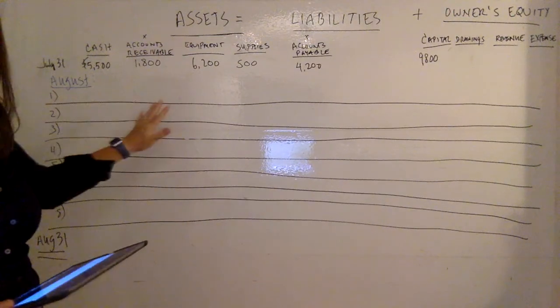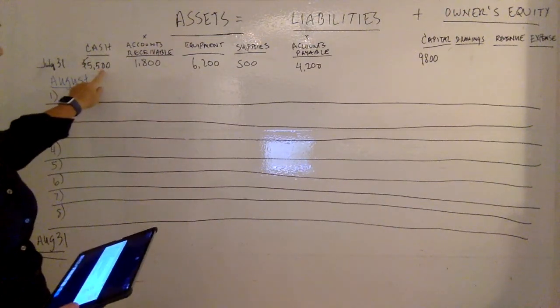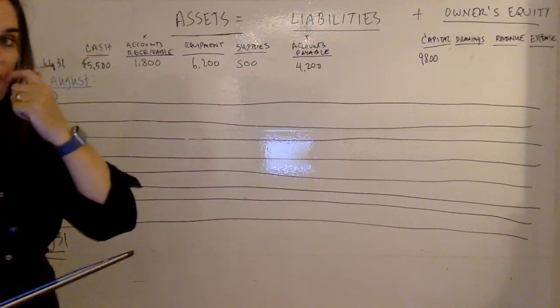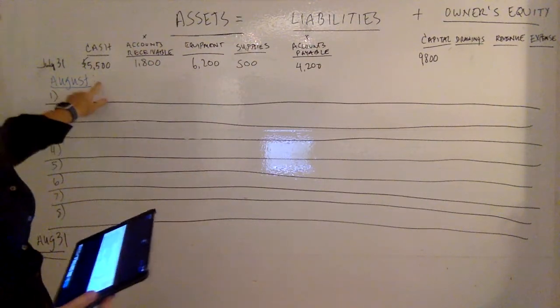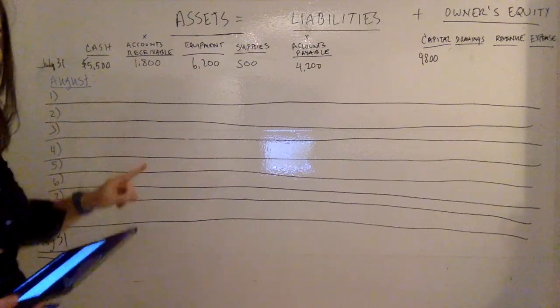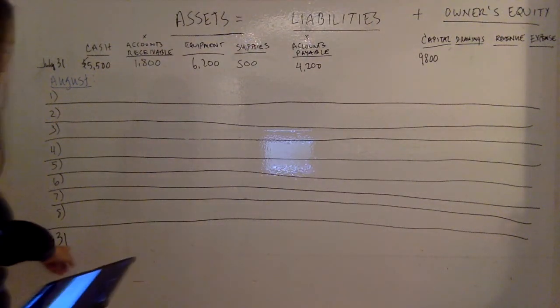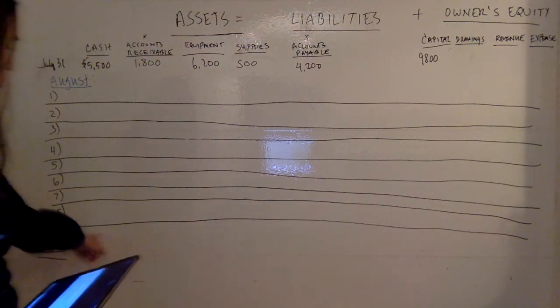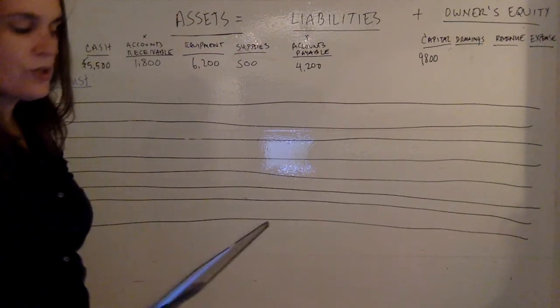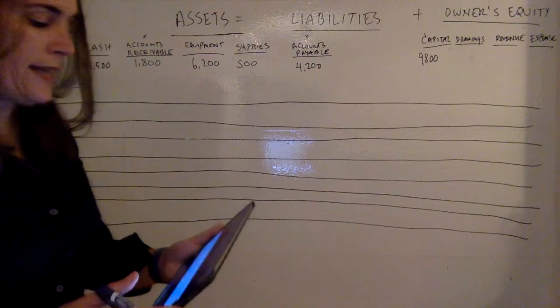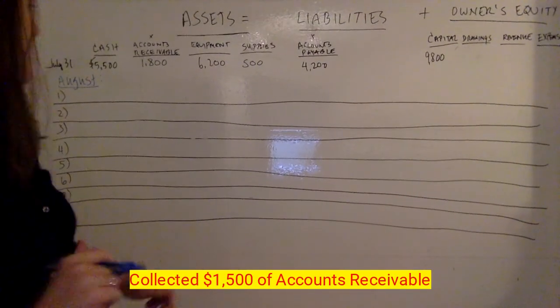So let's start out with the first fact, and I'm going to preface it by saying that we have some starting numbers as of July 31st. So this is what was given in the first sentence in the problem. Now we're asked to look at August activity, and I'll make a point that the final exercise here is what's the final activity at August 31st. So the first fact is that she collected $1,500 of an account receivable.